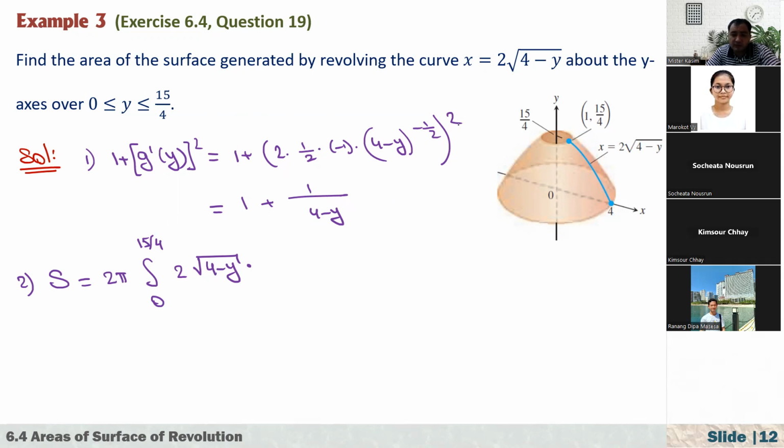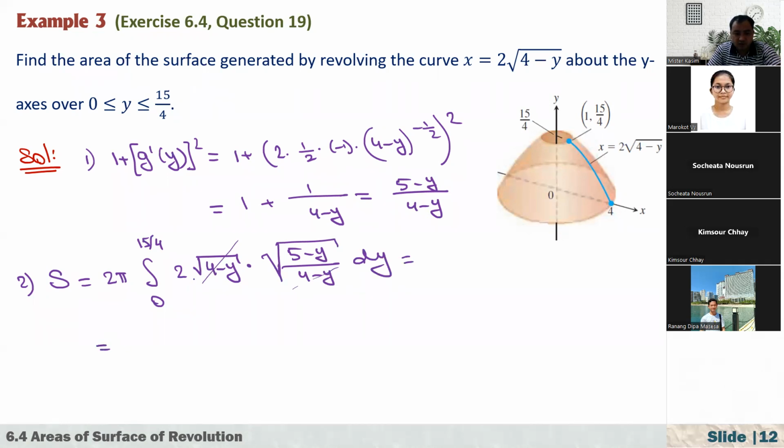Because minus 1 over 2 times 2 is negative 1, 4 minus y to the power of minus 1 is 1 over 4 minus y. So I can simplify this further: 4 minus y plus 1 is 5 minus y over 4 minus y, so that is the square root of 5 minus y over 4 minus y, and here we have dy. That's a good thing: there's 4 minus y and 4 minus y, and they cancel each other because they are under the square root.